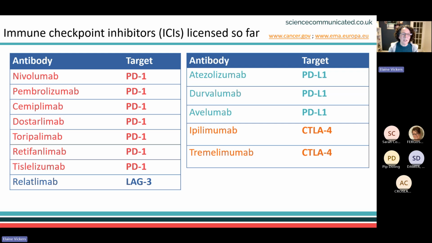Relatlimab is a bit different. It targets a checkpoint protein called LAG3. It, as yet, has only proven to be helpful against melanoma skin cancer. Ipilimumab and tremelimumab are two checkpoint inhibitors that target CTLA4.